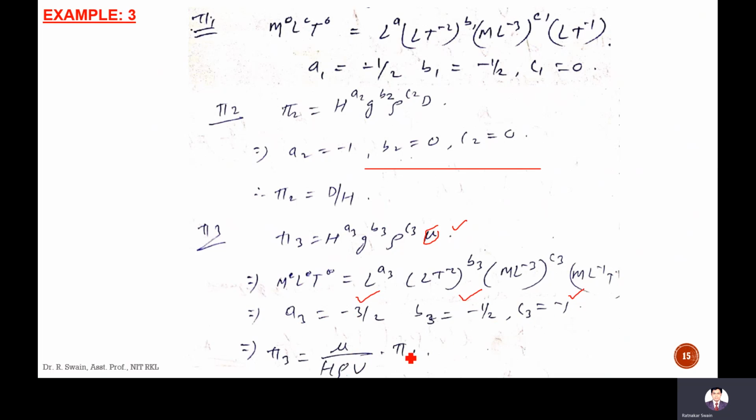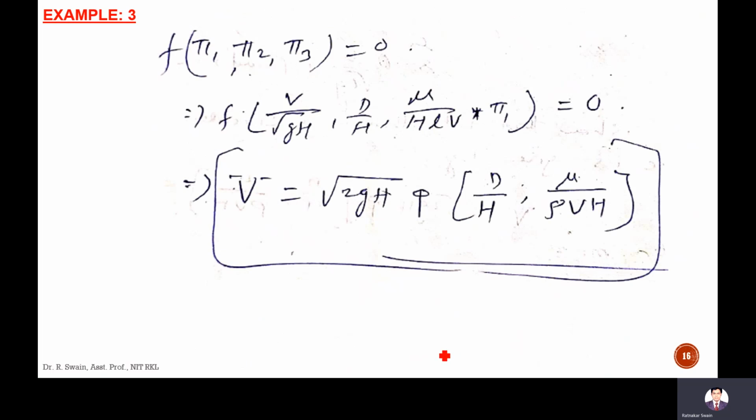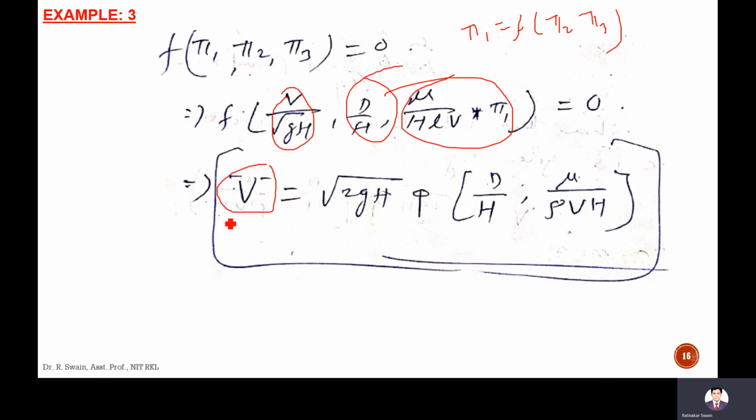It is a function, multiplied by pi 1, meaning this expression also comes here. That is why it is written pi 1. So a function of pi 1, pi 2, pi 3 is 0. To find the expression for the velocity, pi 1 is a function of pi 2, pi 3, and we write it like this: this is pi 1, this is pi 2, this is pi 3. Using dimensional analysis, the relationship can be developed. Thank you so much.